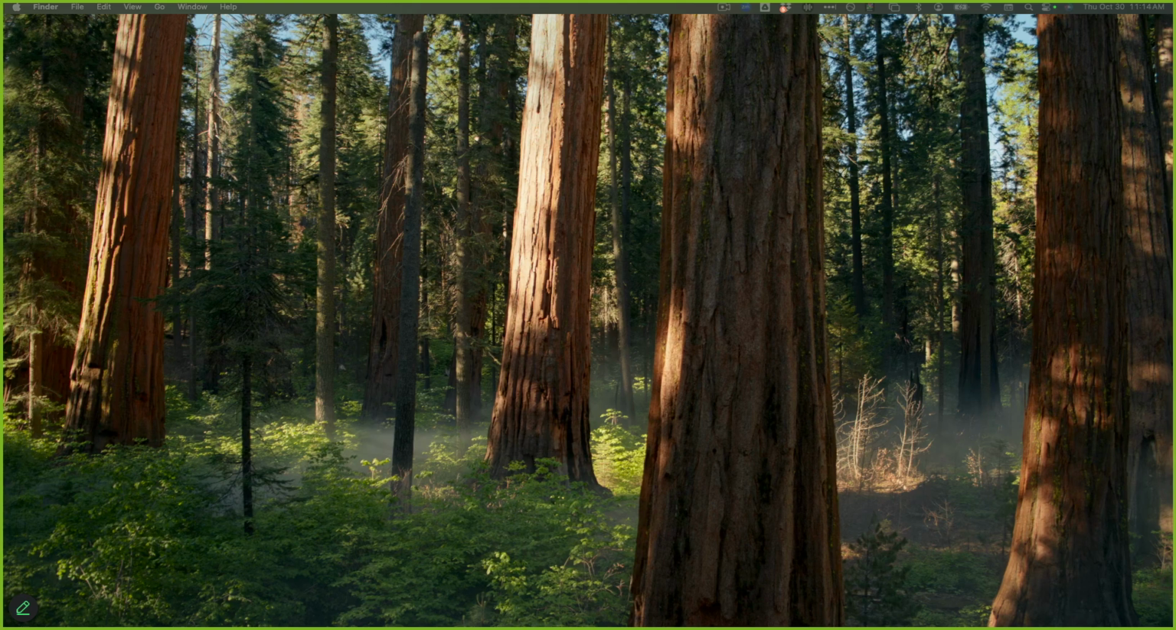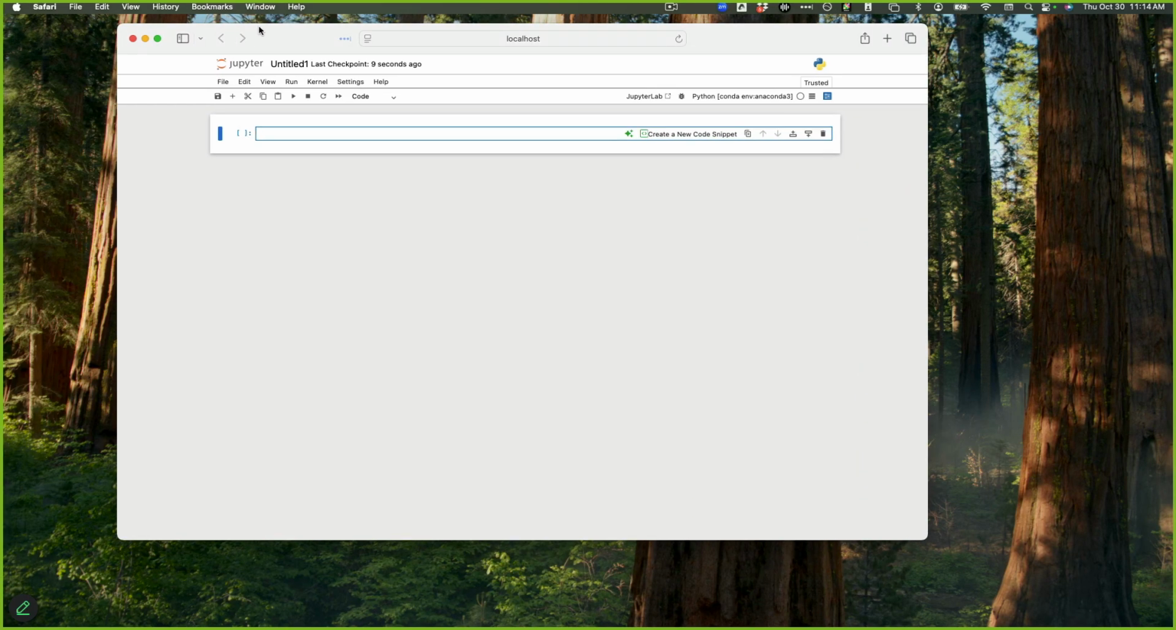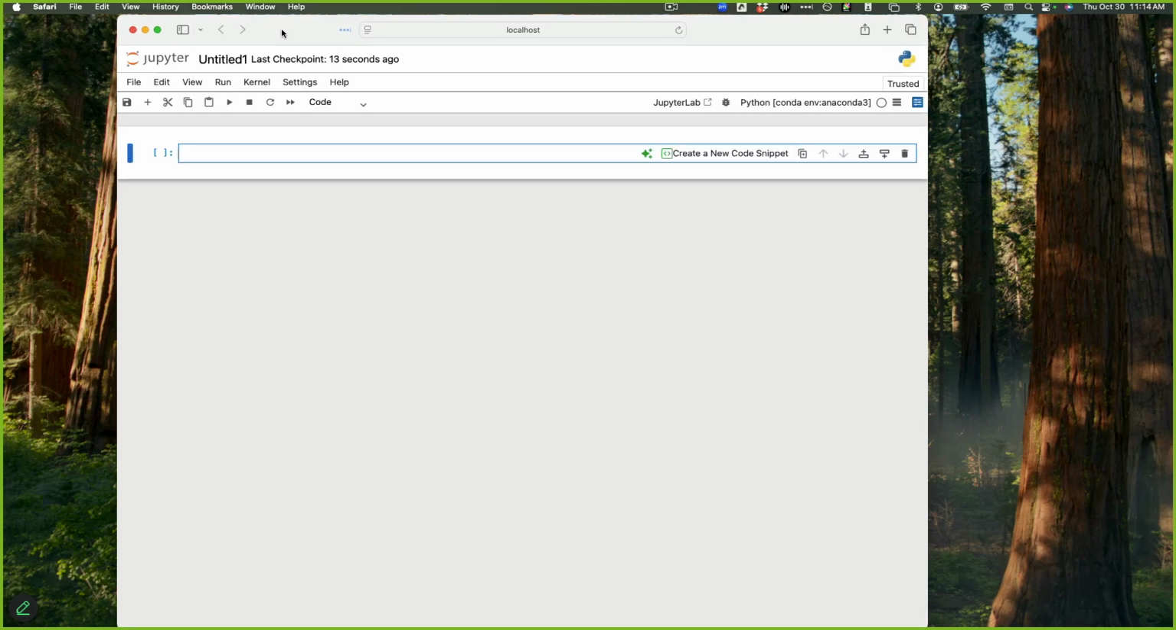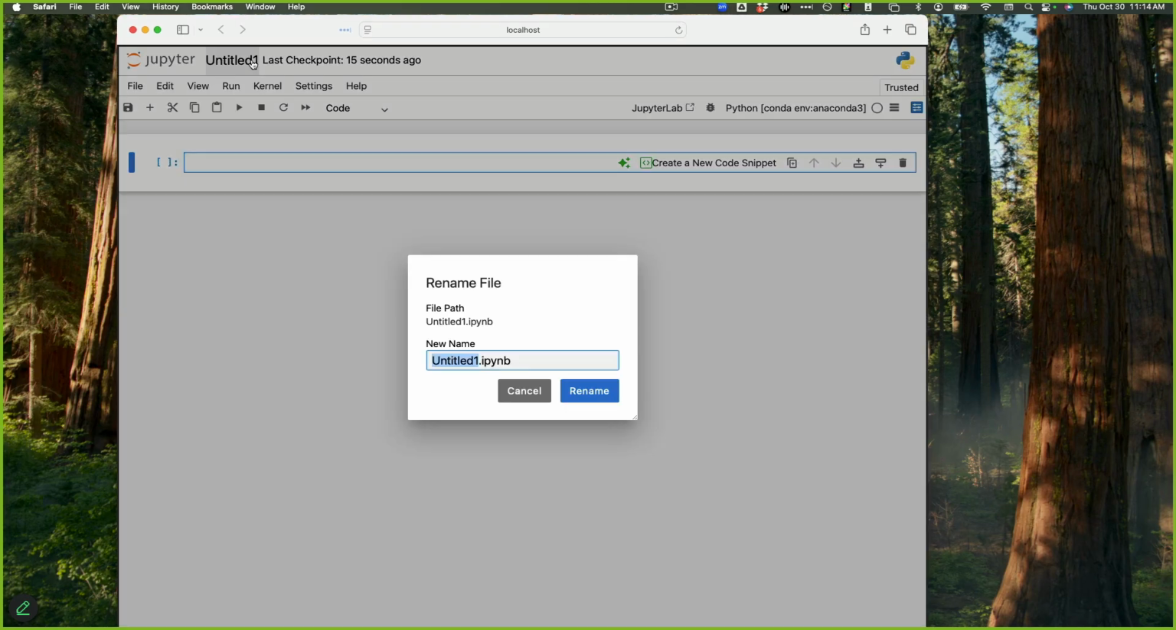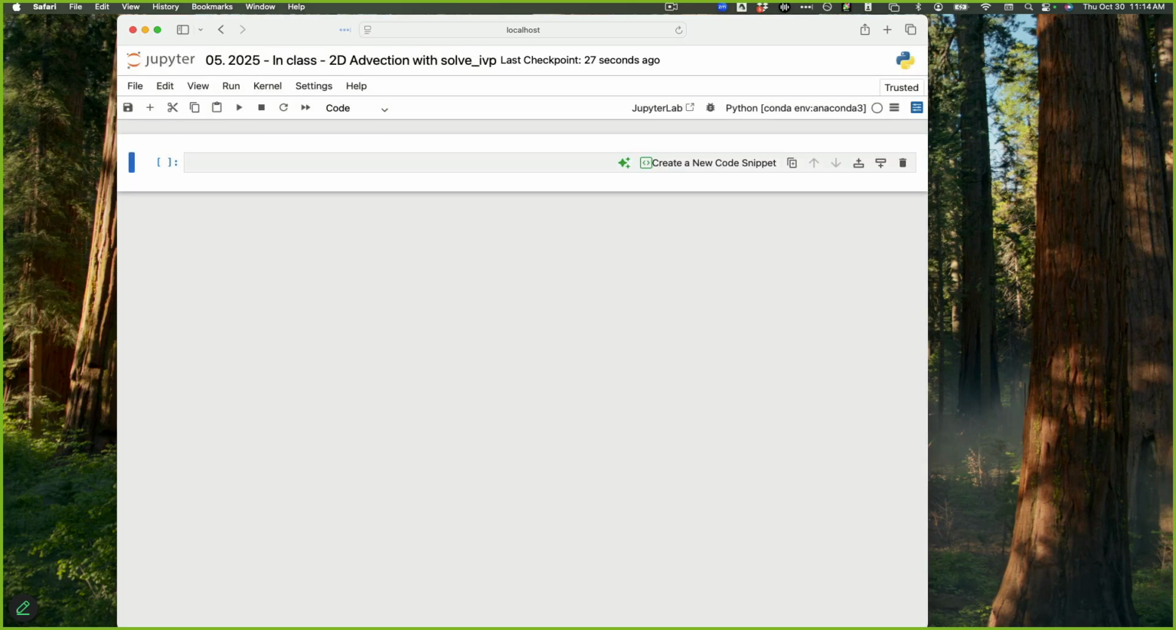So I'm going to create a new notebook here. All right, so I'm probably going to have to zoom in a little bit. I'm going to say this is example 5, 2025 in class, 2D advection. 2D advection will solve IVP. Okay, so we need to import our boilerplate.